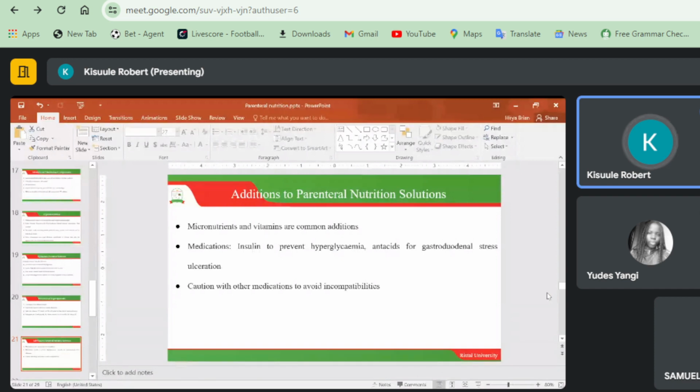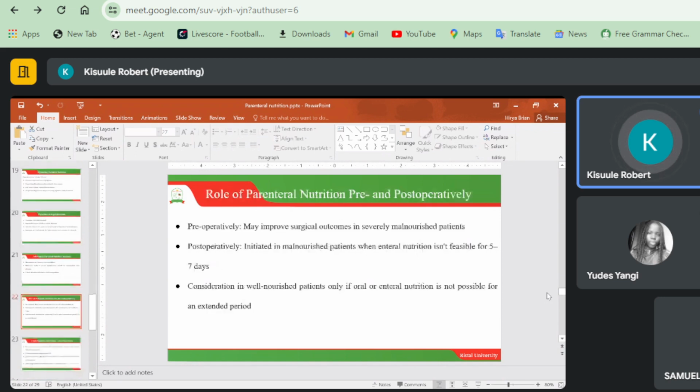Okay, so what are the additions to the parenteral nutrition solutions? We've looked at the micronutrients, we've looked at the vitamins, and we are also looking at the medications such as insulin to prevent the hyperglycemia, the antacids for gastroduodenal stress ulceration, and also other medications that will be prescribed by the medical worker. But we need to take into consideration that all these, we sit down with the medical practitioners and ask them what they're prescribing so that we can care for those drug nutrient interactions, and also to know the amounts that are going to be given so as for us not to overshock or overload the system.